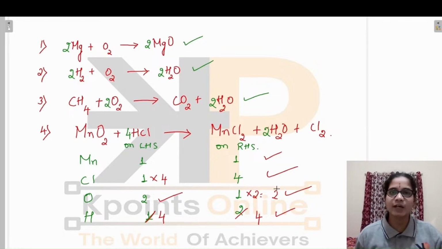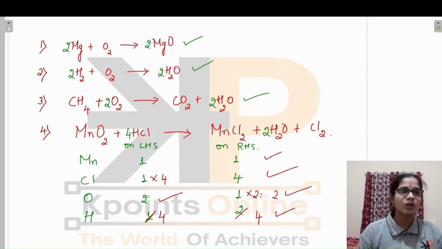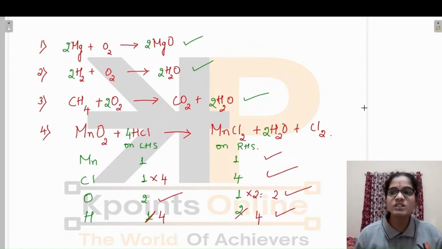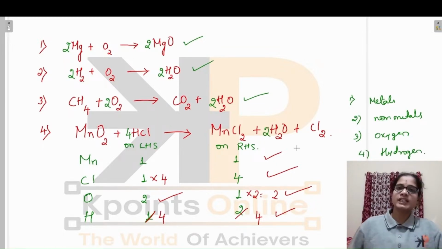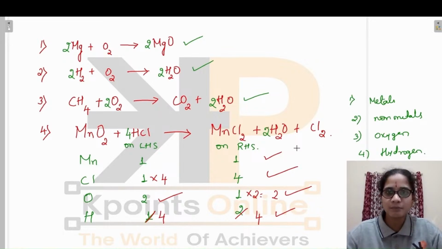Okay. In this way we have to solve by the hit and trial method, or you can also use one general trick. If you are unable to understand which atoms are to be balanced first, just follow the order. Even though it is a hit and trial method, we can have one general trick: first metals are balanced, then non-metals, excluding oxygen, then oxygen, and lastly hydrogen. We can follow this order also. Usually the single elements are balanced last so that it is very convenient.